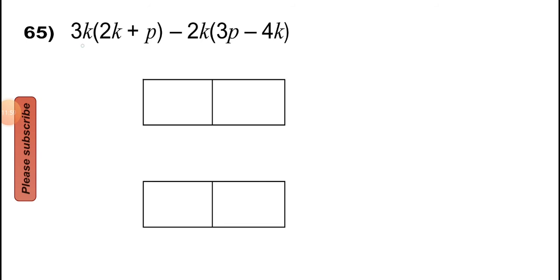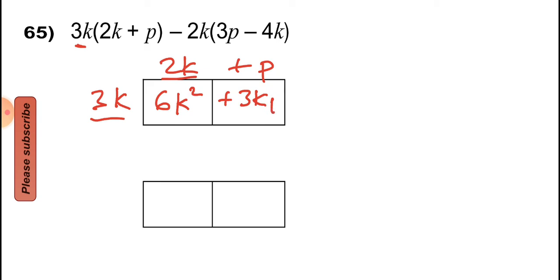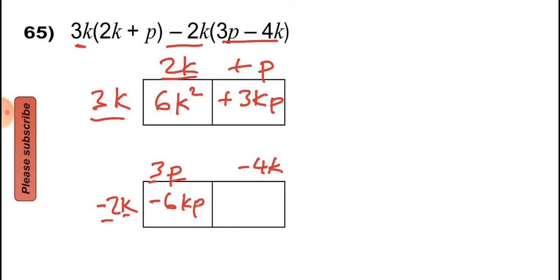Question 65 now. So I've got 3k here, so I'll write 3k on the side and then 2k plus p. So 3k times 2k is 6k square, and then 3k times p is plus 3kp. And then here I've got minus 2k, so that comes to the left here, minus 2k, and then I've got 3p minus 4k. So minus 2 times 3 is minus 6, and then k times p is kp, so it's minus 6kp.